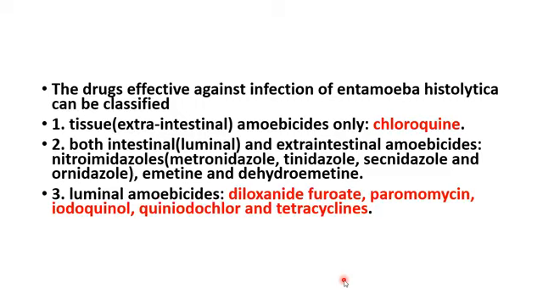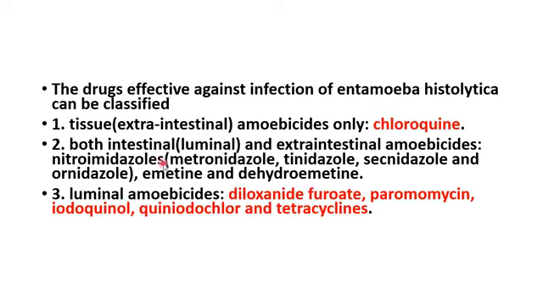Coming to the classification of drugs in amoebiasis, we have three types of drugs, and the causative agent of amoebiasis is Entamoeba histolytica. Okay, see the screen. The first group is tissue amoebicides, which act only on tissue other than the intestine, that is extraintestinal, meaning the liver. So in an amoebic liver abscess, the drug which acts only on the liver is chloroquine. Only chloroquine is there.